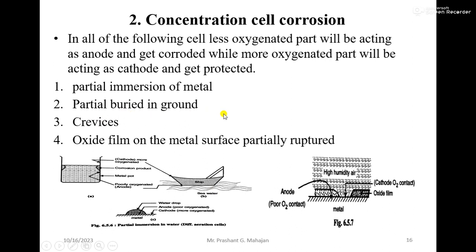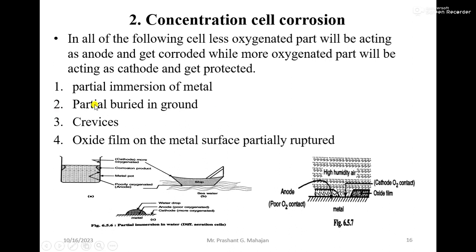So generally the electricity poles are there. The part which is below the soil surface or earth will be acting as anode, that is poorly oxygenated, and the part which is above the soil surface will be acting as cathode, that is more oxygenated. So generally the part which is below the soil surface will get corroded.